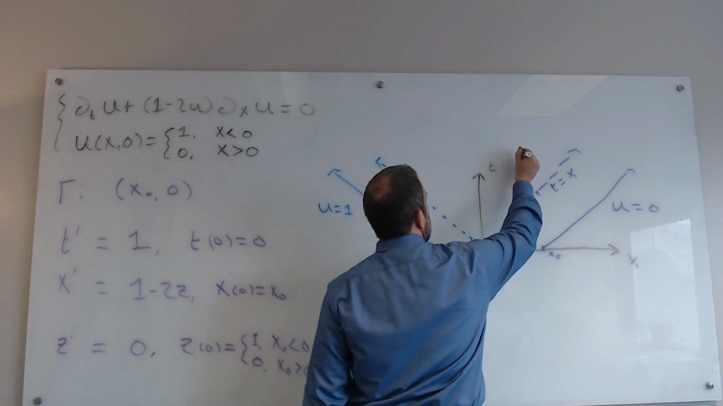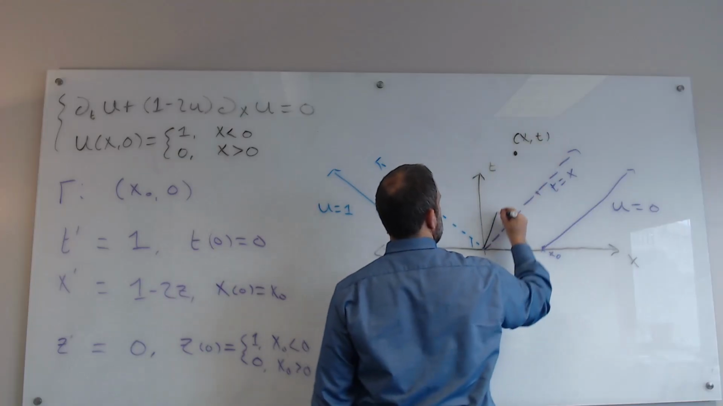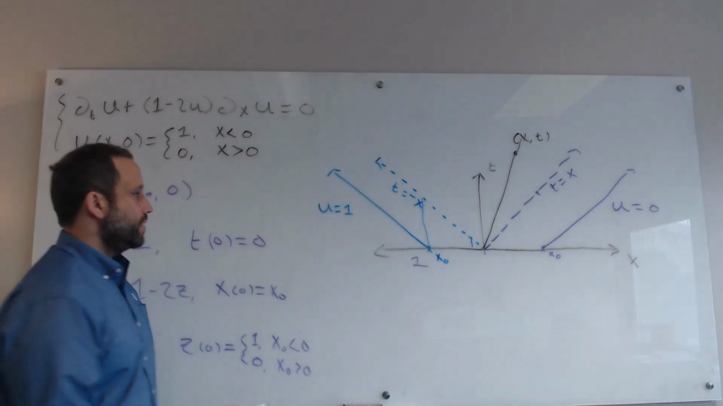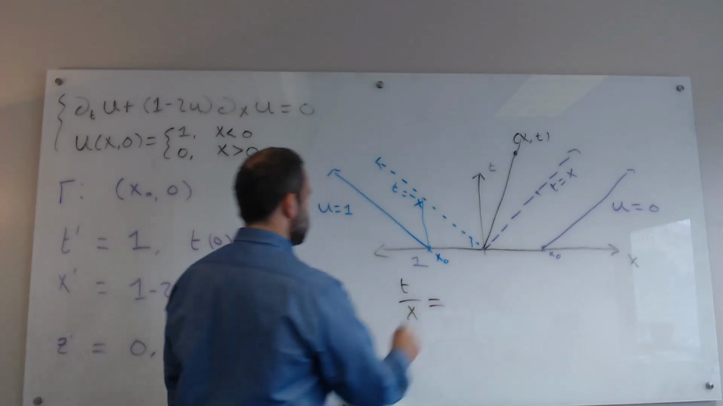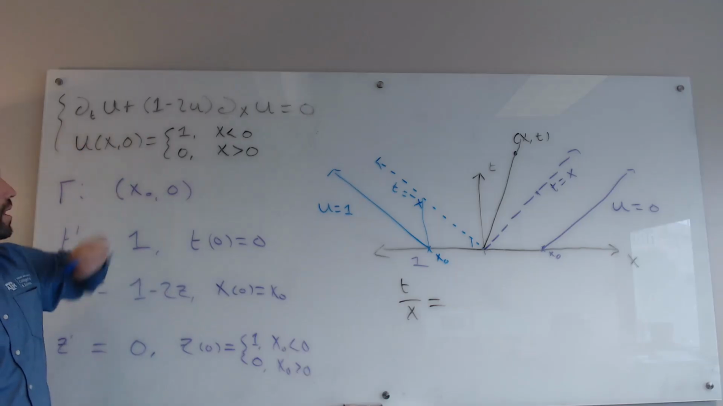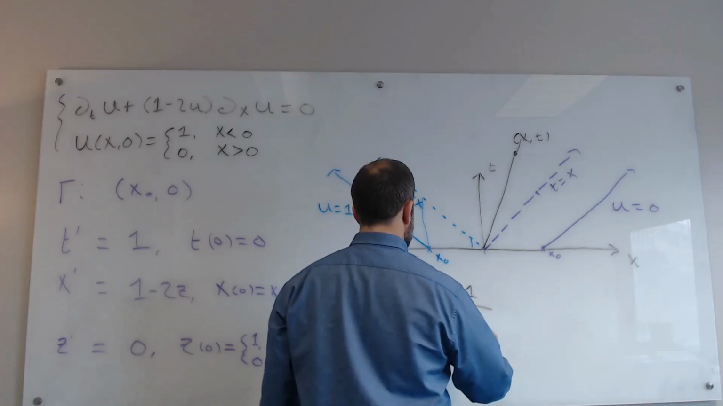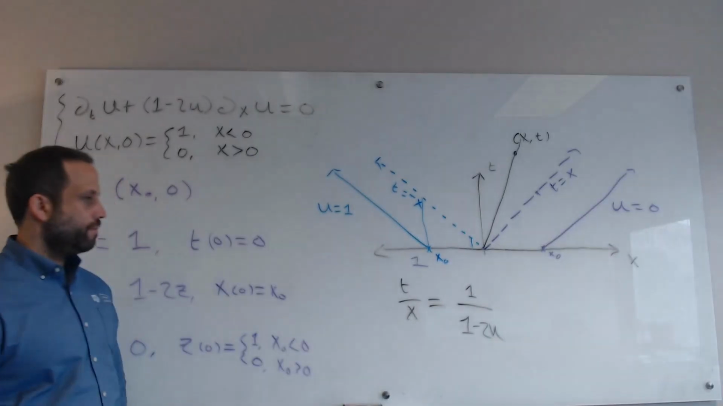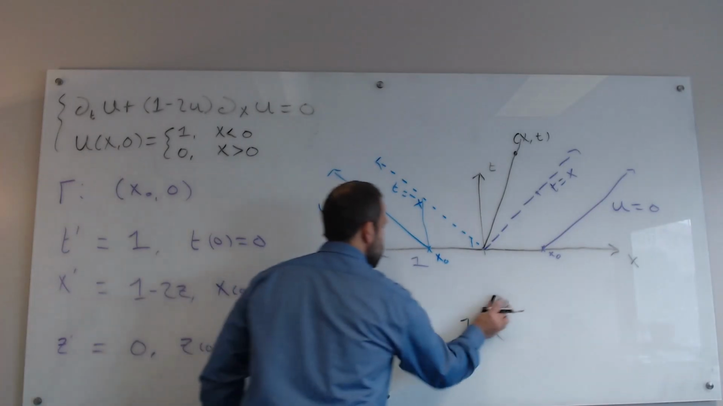We're going to take a generic point. We'll call it (x, t). It lies on a characteristic that goes through the origin, and the slope of that characteristic is t over x. And it's also equal to 1 over 1 minus 2u. So this is equal to 1 over 1 minus 2u. Or we could write 1 minus 2u is equal to x over t.